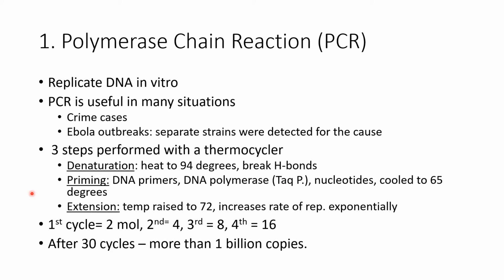The molecule is also cooled to around 65 degrees to reform the double-stranded DNA. The last step is extension. This is where the temperature is raised to 72 degrees. This causes an increase in the rate of replication exponentially. The first cycle produces 2 molecules, the second produces 4, the third produces 8, and so on. After 30 cycles of PCR, more than 1 billion copies will be made.